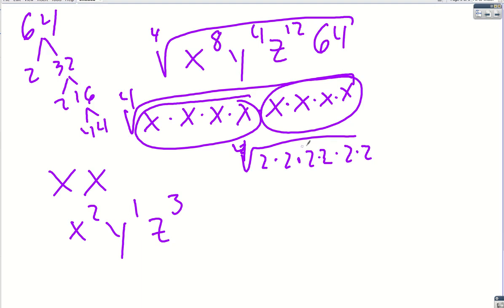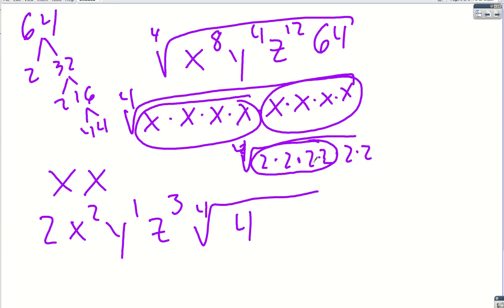So it says circle groups of 4, 1, 2, 3, 4. So that means one group of 2 gets to come out, and 2 times 2 stays inside. So if I circle it, the number I circle comes out, but if I don't circle, I multiply them together, and that's what stays inside.